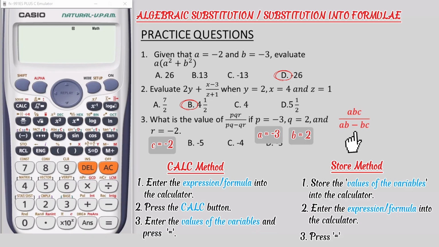I am going to use the CALC method in this question, and afterwards you try the second method to see if you will arrive at the same answer. As I stated earlier, the CALC method requires us to first enter the expression into the calculator. So we have PQR out of PQ minus QR. But our new expression is now ABC out of AB minus BC after we did the replacement. So I enter this particular expression into the calculator.